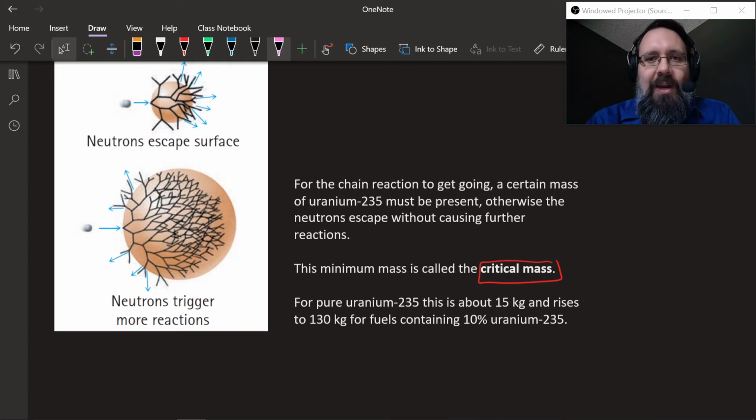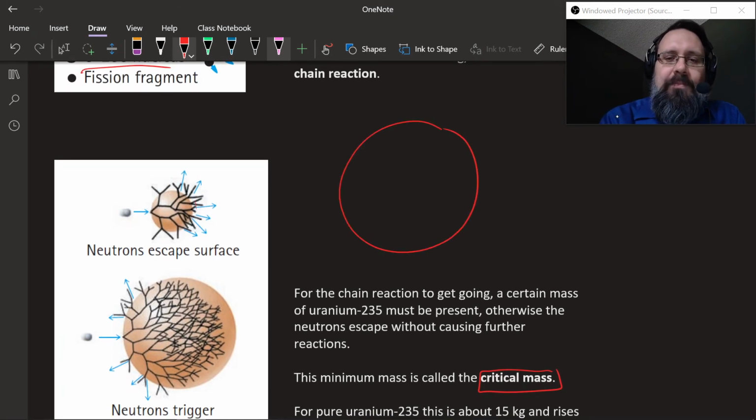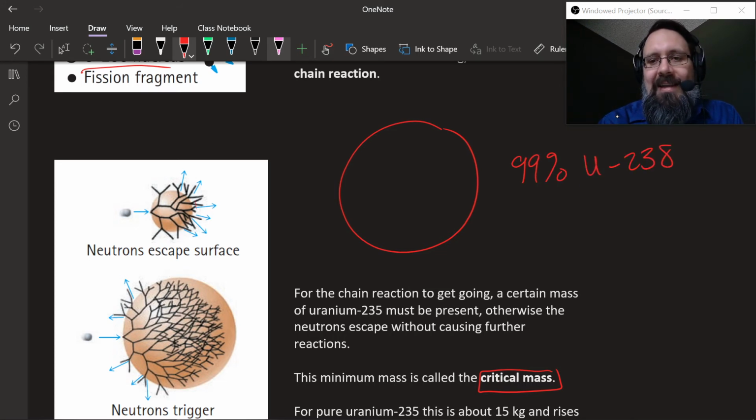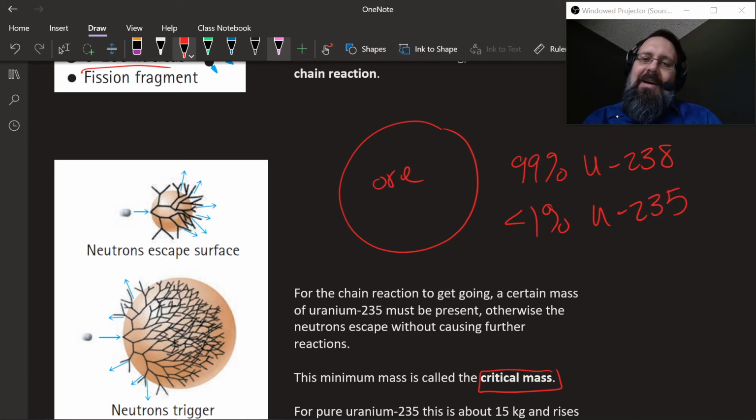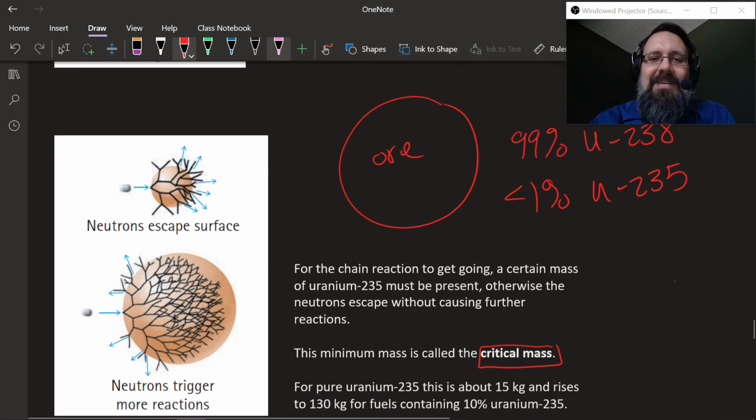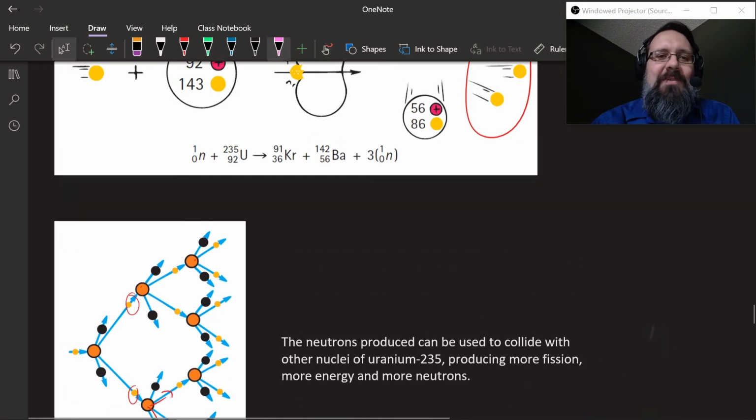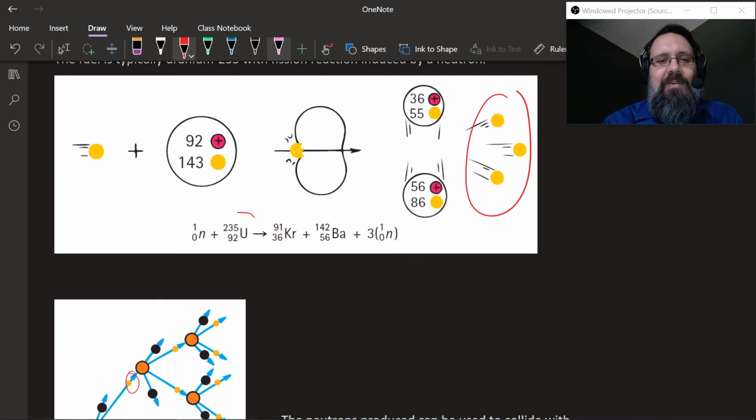So for pure uranium-235, like if you have a sample that's entirely uranium-235, which is not likely to happen, because naturally, if you look at uranium ore, it's about 99% uranium-238, and less than 1% uranium-235. That's just natural ore if you pull it out of the ground. It's not going to work in a reactor. So let's say that this thing was pure uranium-235, which is what you need.